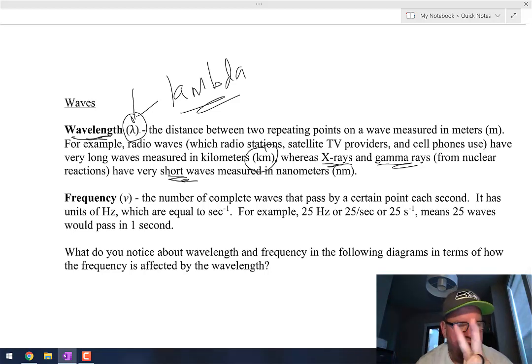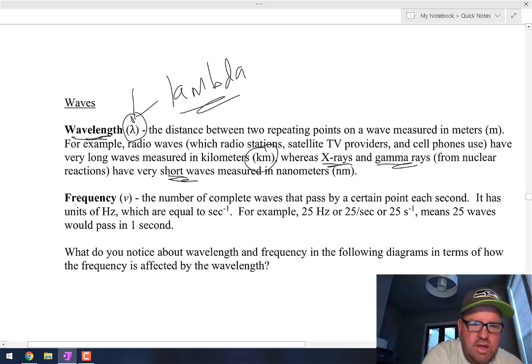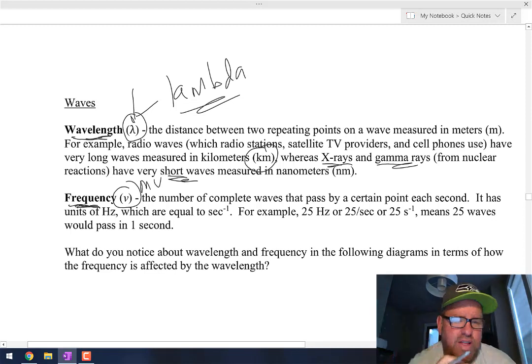The other thing, there's only two things we need to know about the waves, is what's called the frequency. And again, why don't they just use the letter F? I don't make this stuff up, I don't know. But it looks like a V. Again, it's actually a Greek letter mu, but if you just want to call it a V, that's perfectly fine.